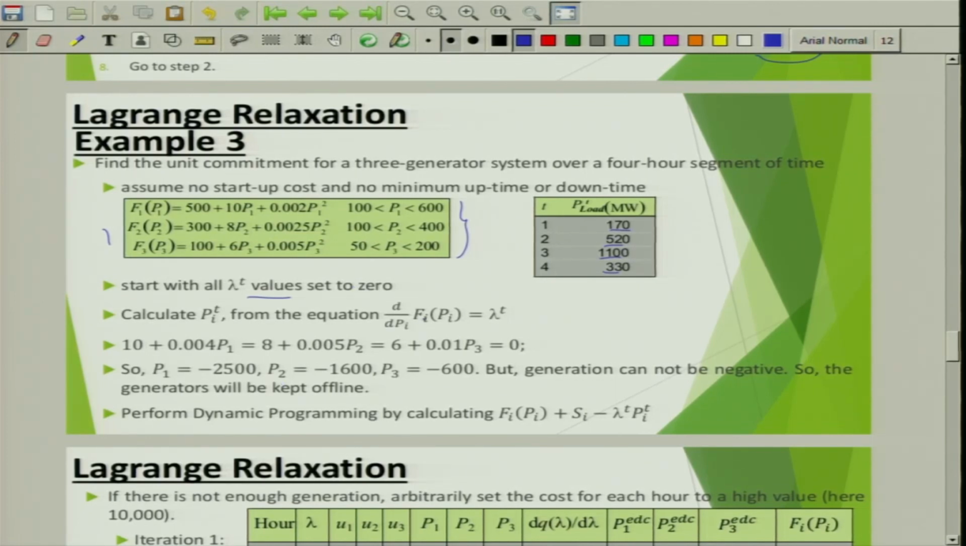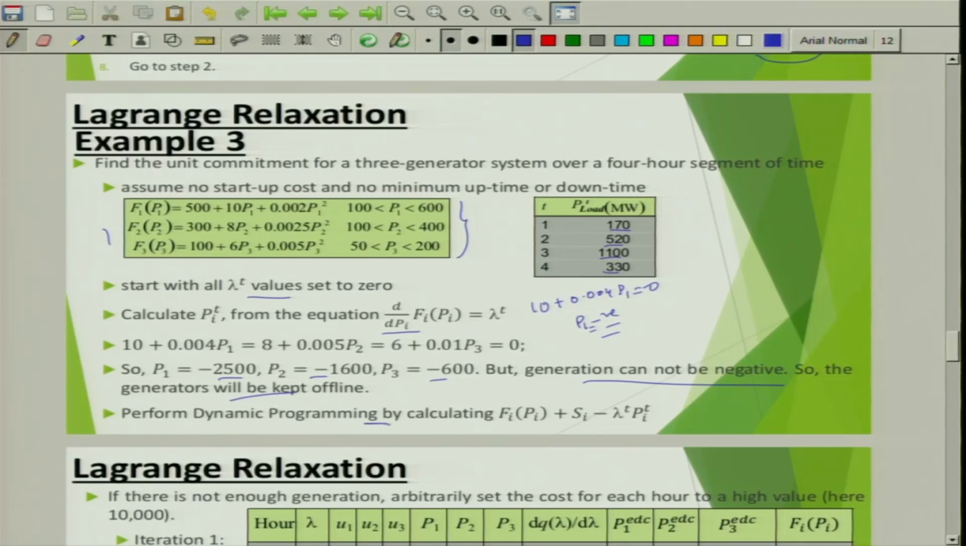So if you consider lambda as 0, then you obtain d by dp of f of p. That means, let us say for the first generator, it is 10 plus 0.004 p1 is equal to 0. That means p1 is equal to minus 10 by 0.004, you get some negative value, that is minus 2500. Similarly, you will get p2 and p3 also as negative. But practically, can you have a negative generation? Not possible. Generation cannot be negative, so the generators will be kept offline. So you need to turn it off.